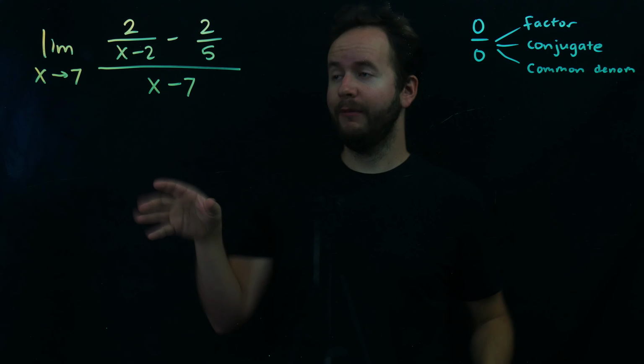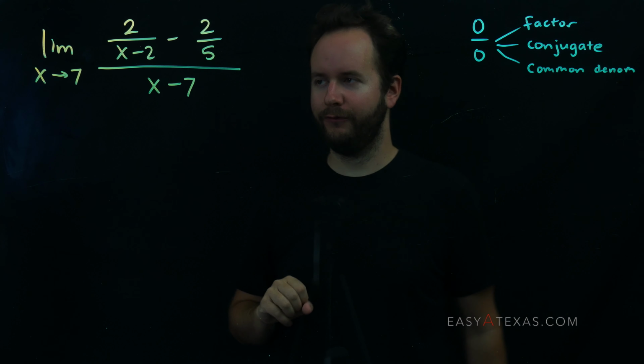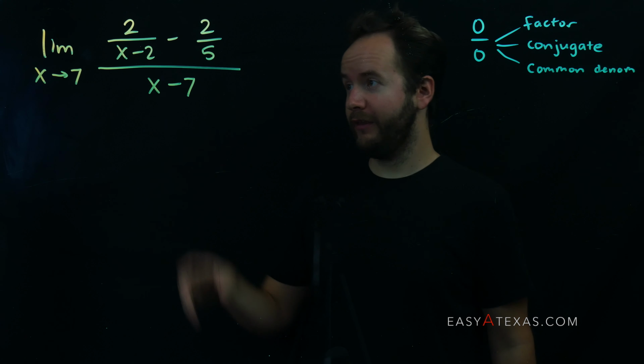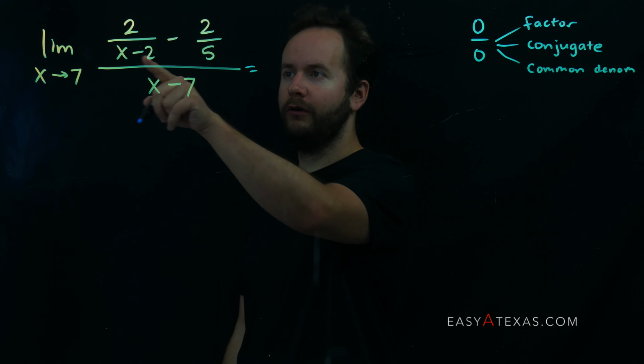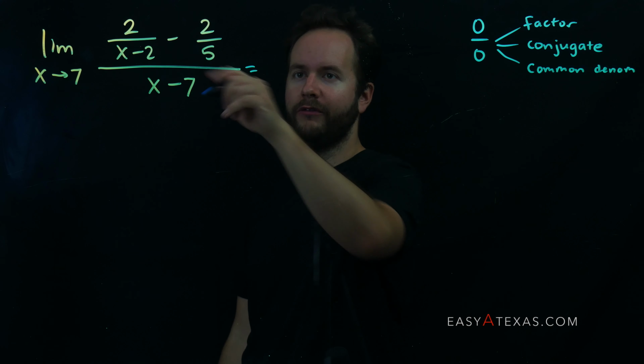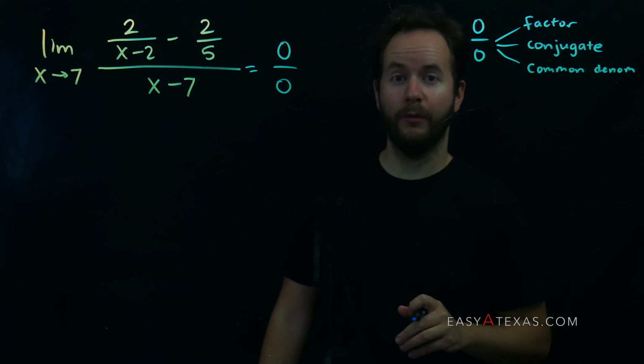In this problem, we have the limit as x approaches 7 of some weird complex fraction, because we have fractions inside fractions. I'm going to start by doing the plug-in method and taking x equals 7, plugging it in straight away. When I do so, I get 2 over 7 minus 2, which is 5, so 2/5 minus 2/5 is 0, over 7 minus 7, which is 0. So this gives me that special form of 0 over 0.